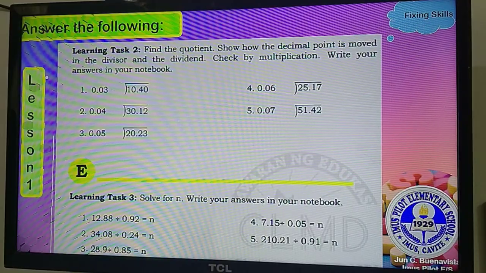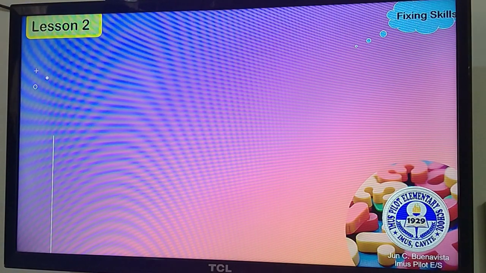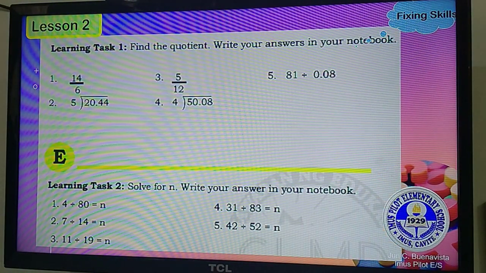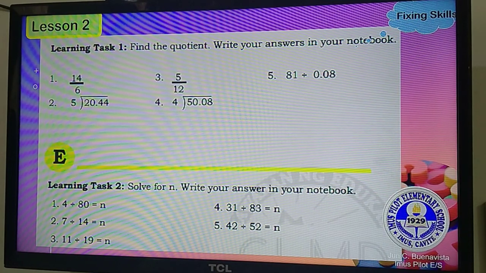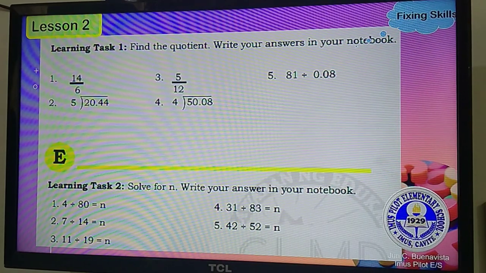Okay, next for lesson number 2. Okay, so nilagay ko na rin po dito from your module. So learning task 1, find the quotient, write your answers in your notebook. Ayan. So if the given is in the fraction form, yung denominator, yun po yung ating dividend o yung nasa loob. Ang numerator naman, yun ang ating divisor, yung nasa labas. Okay, naintindihan po ba? Okay, very good.